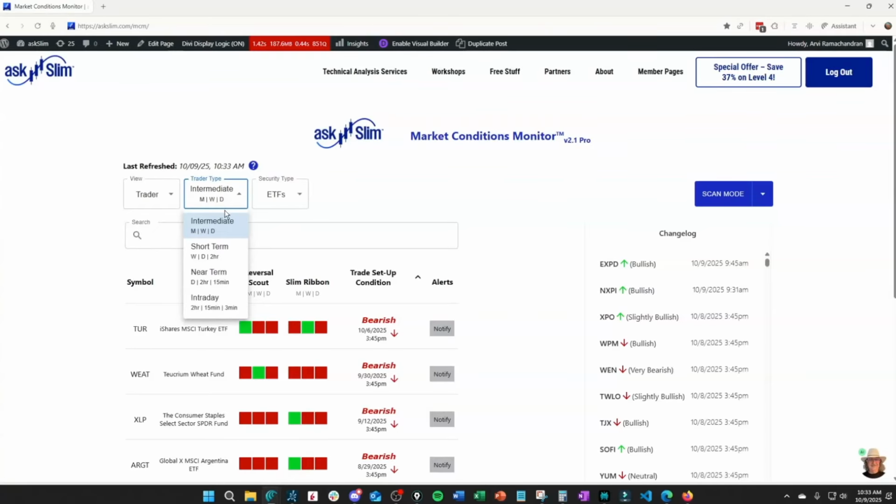You can see there is the intermediate term time frame, which is 3 to 8 weeks. There is the short term time frame, which is 1 to 3 weeks. There's the near term, which is around 1 to 5 sessions, and of course intraday as well.